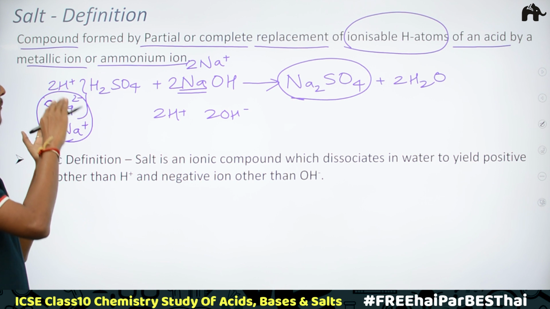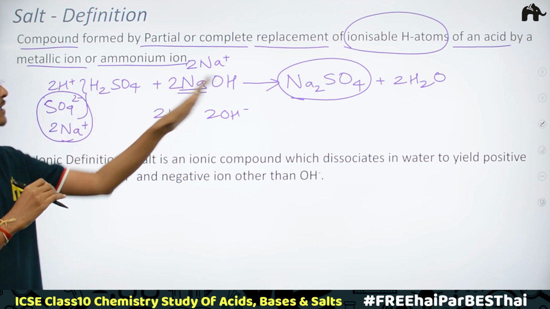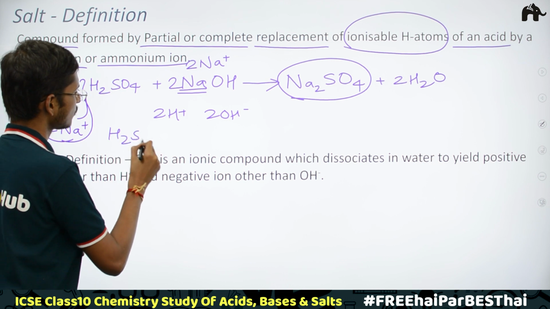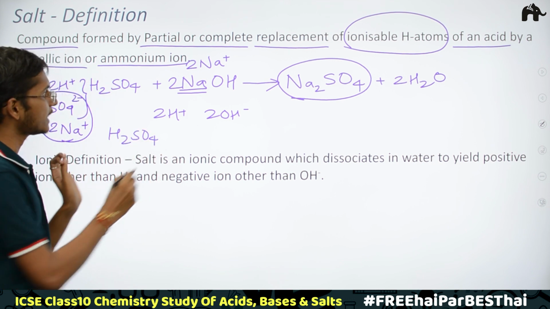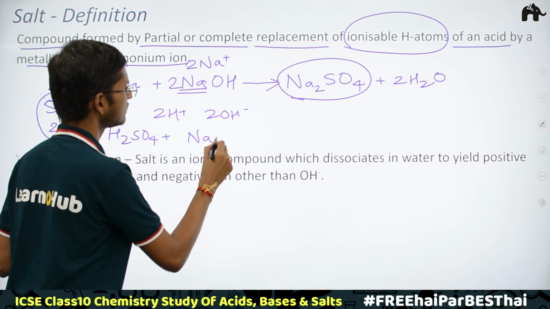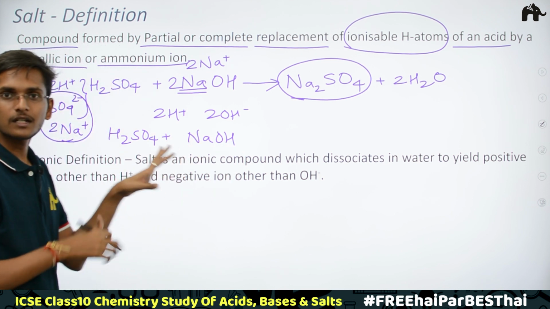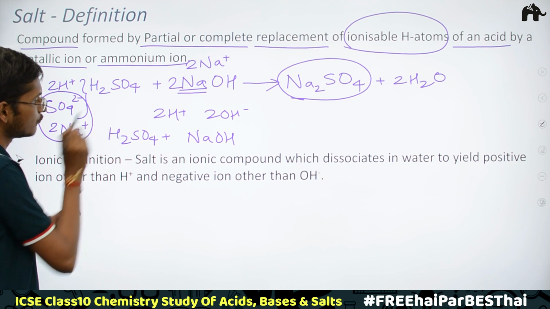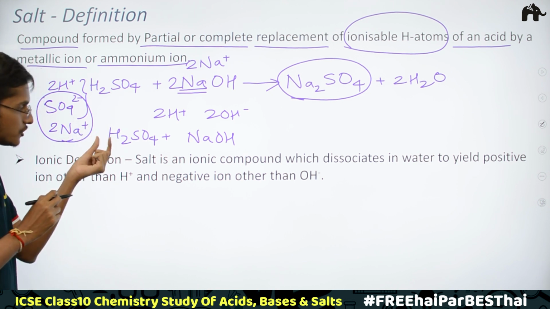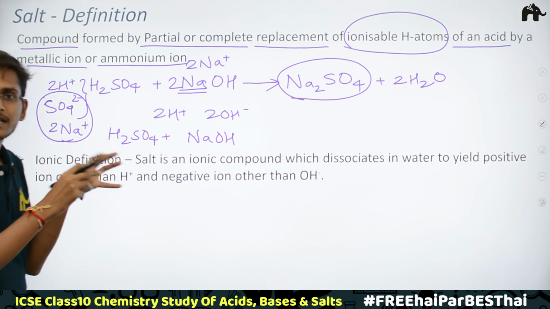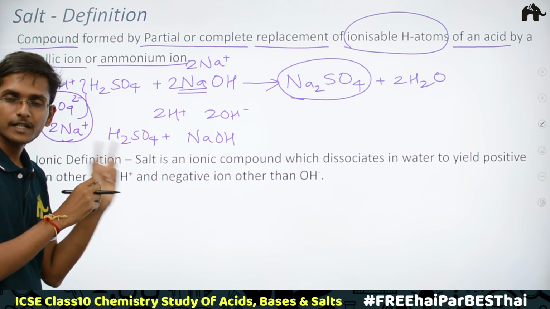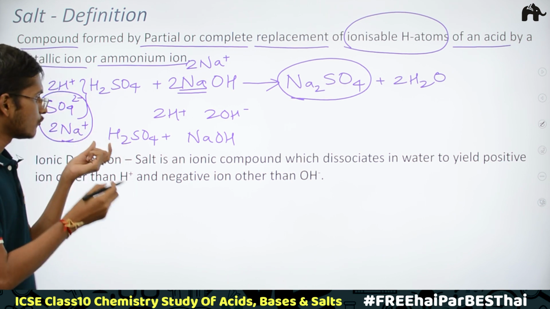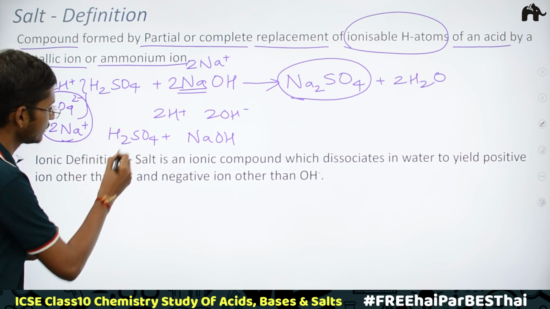Now let's see the partial replacement of the ionizable hydrogen atoms of an acid. So very simple, let's take the same example. I am taking H2SO4 as my acid. Again I am taking the NaOH only, but now in this case there is partial replacement, which means only one H plus would be replaced out of these 2 H plus. So there are 2 ionizable hydrogen atoms, right, but out of them only one ionizable hydrogen atom would be replaced, one would remain as it is. So how would it now dissociate?